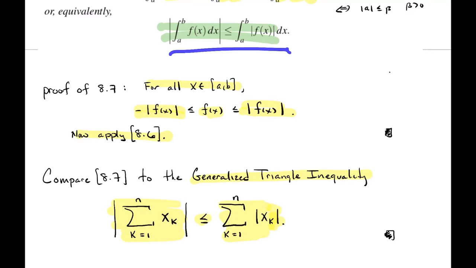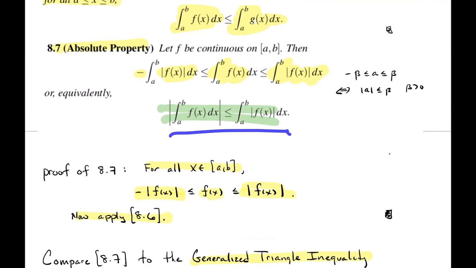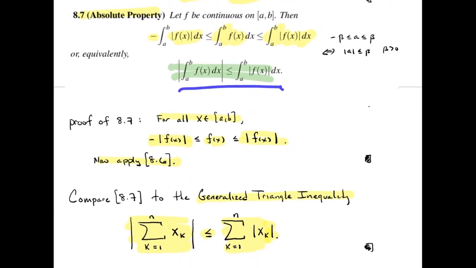In some sense, this theorem that the author is calling the absolute value property of integrals is really just like a triangle inequality for the definite integral, saying that the absolute value of the integral of the function is never any more than the integral of the absolute values. So if you replace the summation sign in the generalized triangle inequality with the integral sign up above, replacing f of x with x and so on, then it's in some sense the same result.